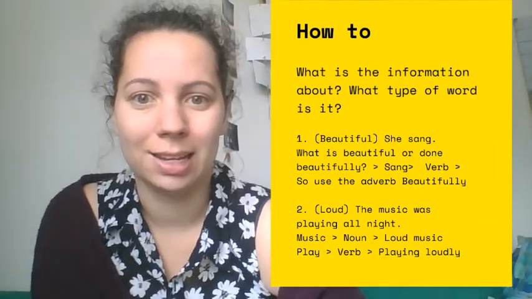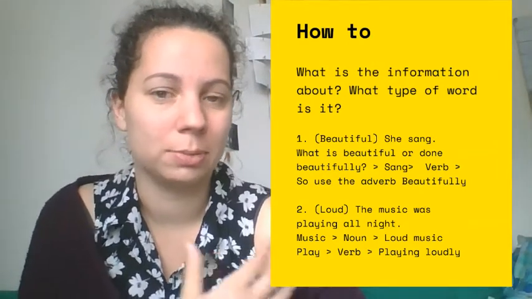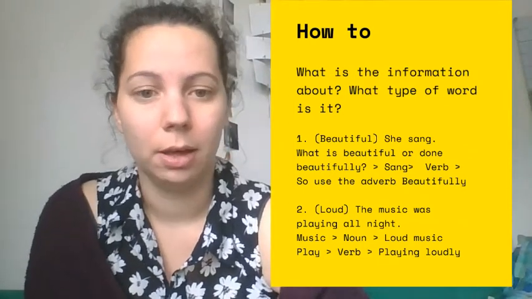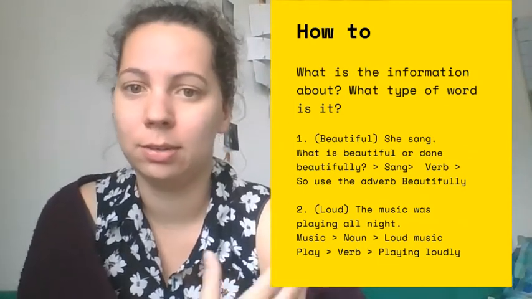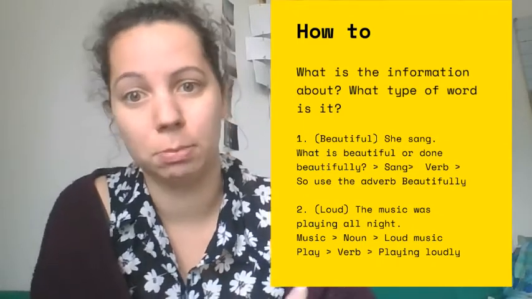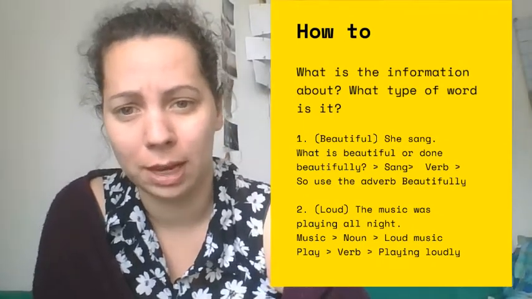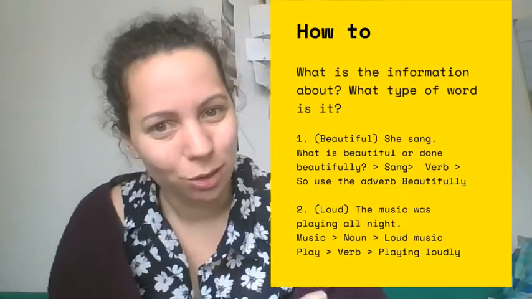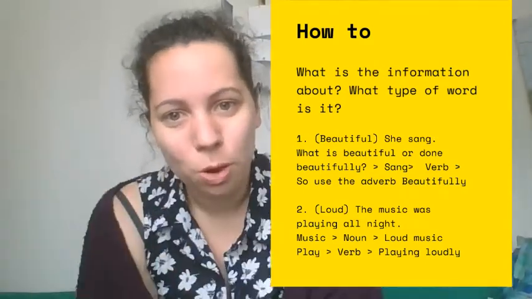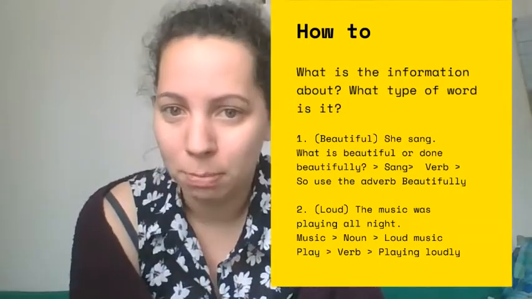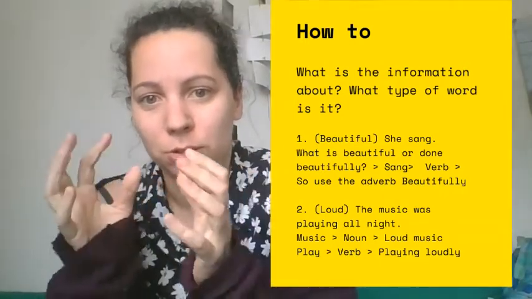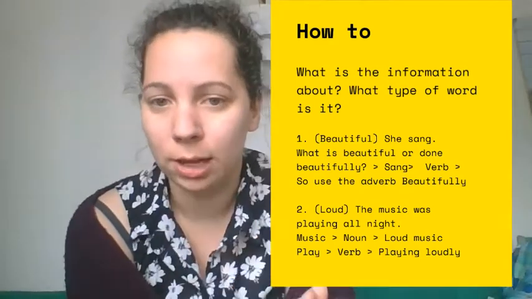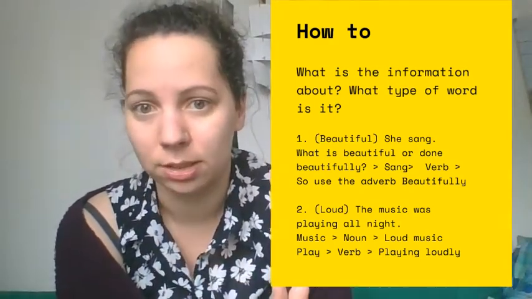We could also say that this loud describes how the music was played. It was played in a loud way. If that's the case, then it gives information about to play. And to play is a verb, so you have to say playing loudly. So it's tricky, right? So you always have to wonder, what does it belong with and what type of word is it? And then you choose, am I going to use an adjective because it's a noun, or am I going to use an adverb because it's anything other than that?